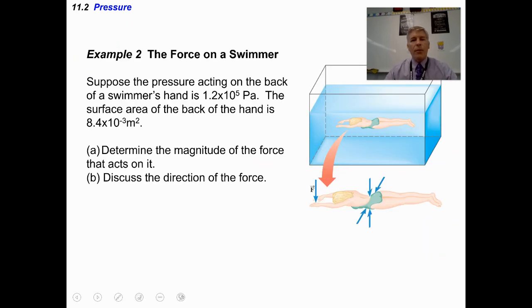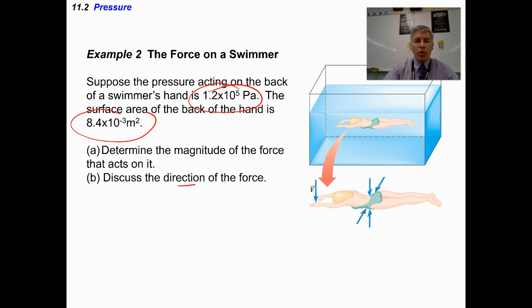Example: let's say that we have a swimmer swimming through the water, and the pressure acting on the back of the swimmer's hand is 1.2 times 10 to the 5th pascals. The surface area of the back of the hand is a very small number, 8.4 times 10 to the minus 3. We want to determine the magnitude of the force and the direction.